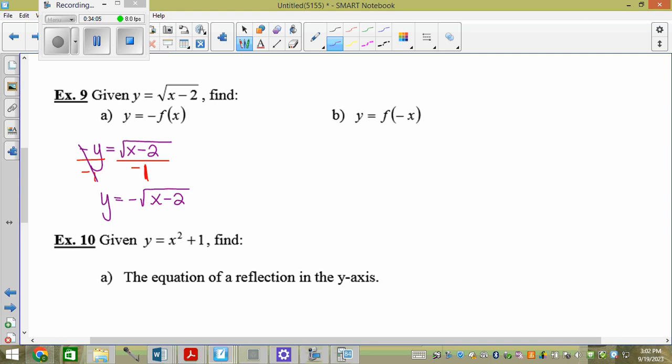For b, where does that negative go? With the x or with the y? With the x, it's with the x. So I'm going to get y equals square root of negative x minus 2. Now you could put the negative in brackets, but in this case it doesn't do anything different because there's no number in front. So you could write it like that or like this.